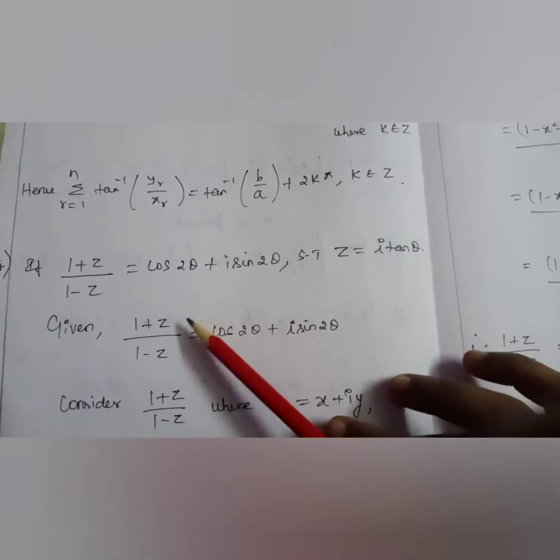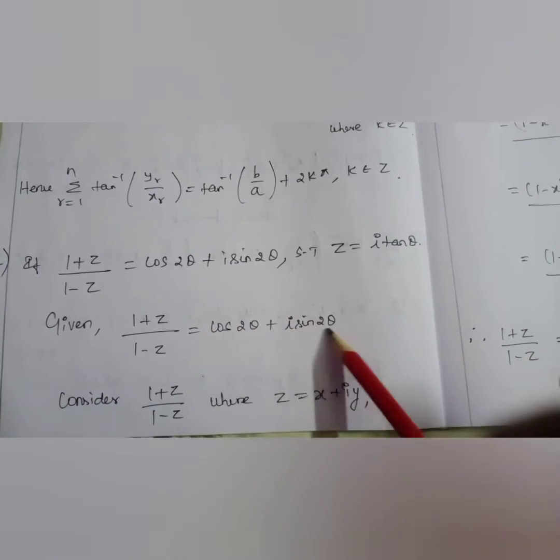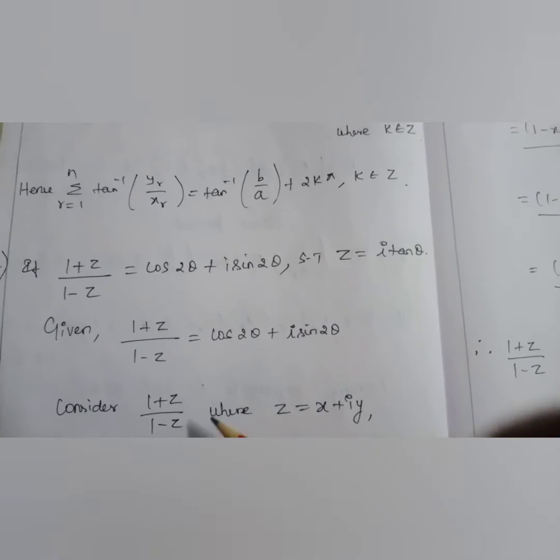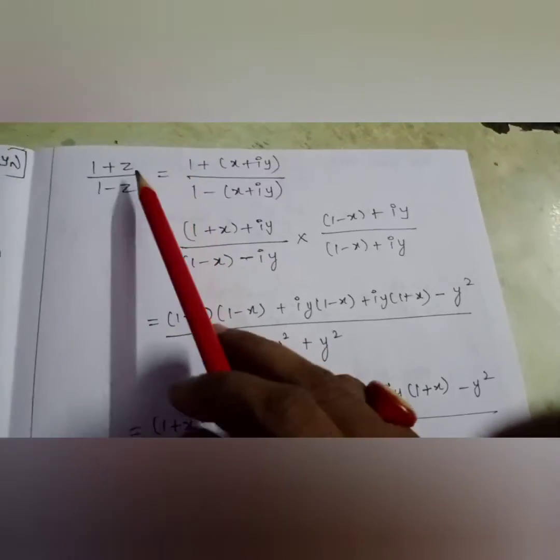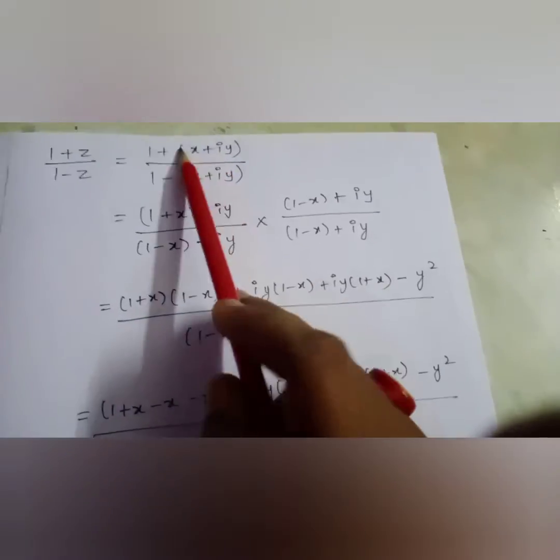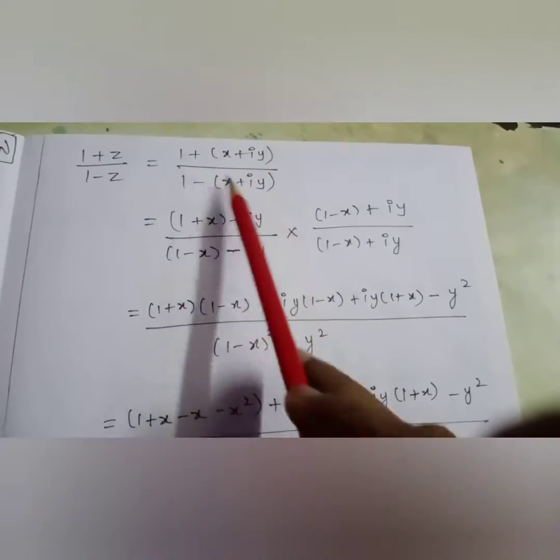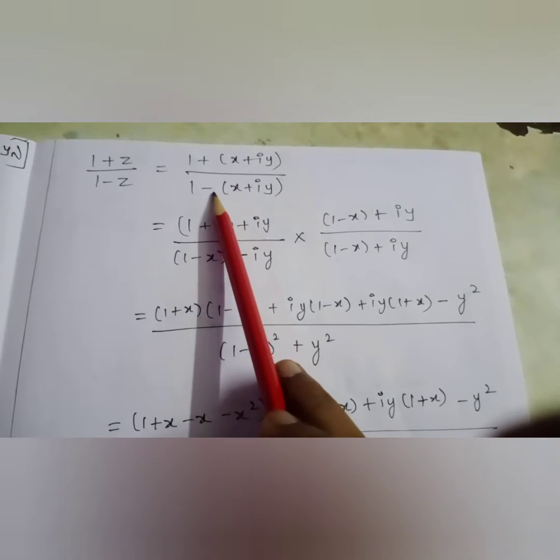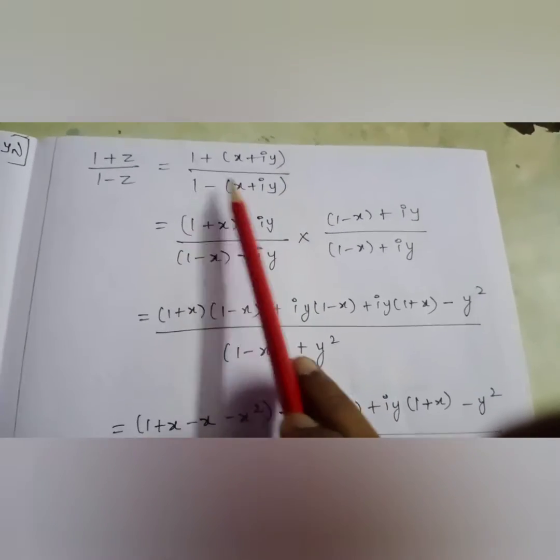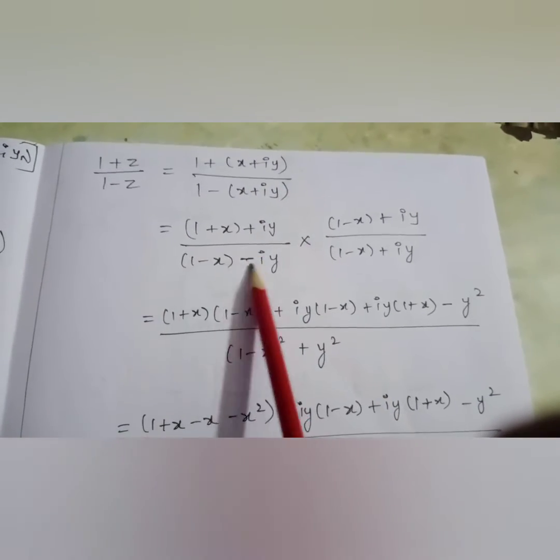So first they have given 1 plus z by 1 minus z is equal to cos 2 theta plus i sin 2 theta. So I will consider 1 plus z by 1 minus z where z will be substituted as x plus iy. So wherever z is there, I will substitute it as x plus iy. Now I will group the real parts and imaginary parts. So this will become 1 plus x plus iy, and the minus has to be taken inside, so 1 minus x minus iy.